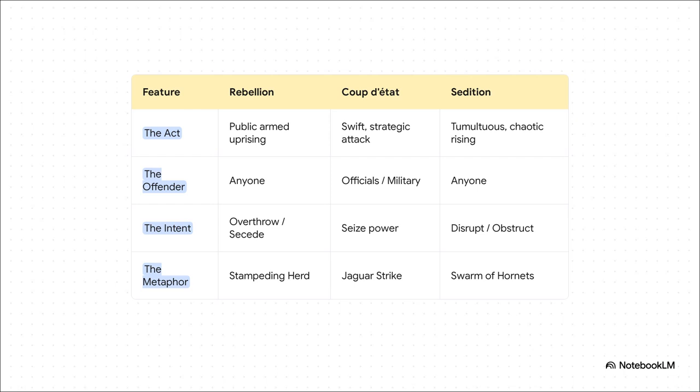Rebellion is the stampeding herd, a massive public uprising trying to overthrow the whole system or break away. The coup d'etat is the jaguar strike, a swift, stealthy attack by insiders trying to seize control. And sedition is the swarm of hornets, a chaotic mob trying to disrupt and intimidate but not take over. By looking at the act, the offender, and the intent, you can now tell them apart every time.